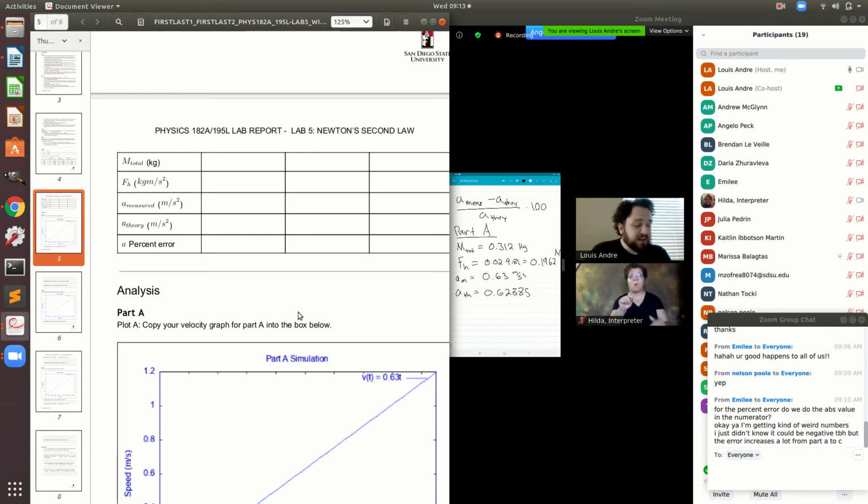Just because I see that if I rounded it to the hundredths place, it's going to be identical, and I don't want that. That's the only reason I'm not going to round it to the hundredths place. So 0.62885. I'm just going to leave it at 0.62885. Okay. So then my percent error is going to be 0.63 minus 0.62885 over 0.6.